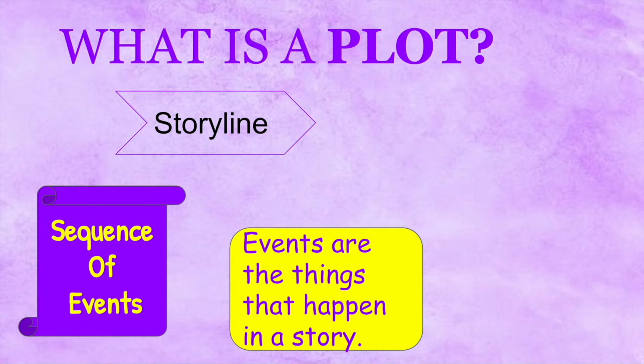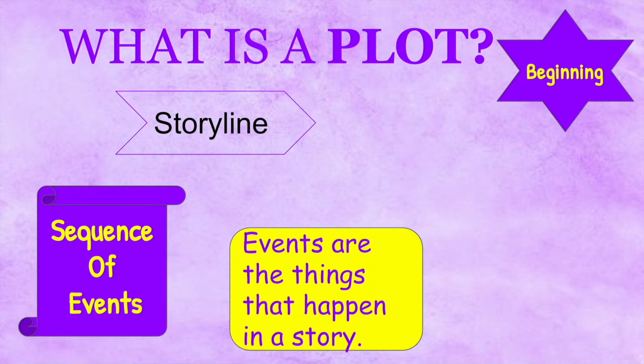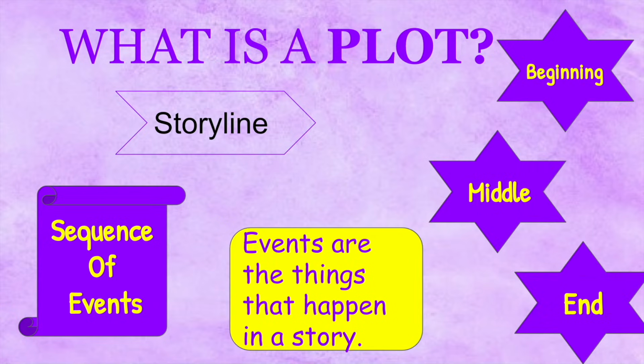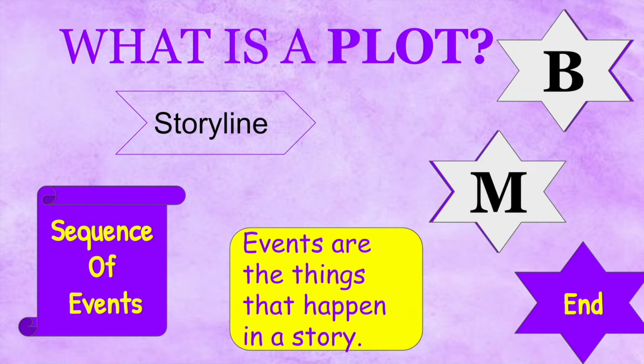There are 3 things that can help you to remember the sequence of events. These things also help you to retell the story. These are called the beginning, middle, and end. You can remember it as B, M, and E.